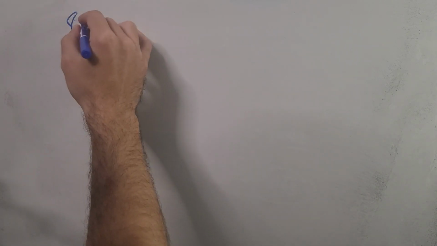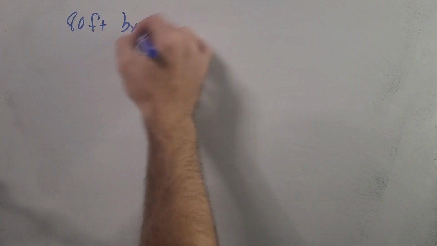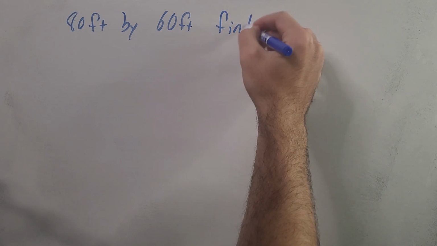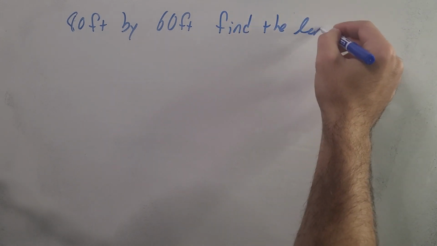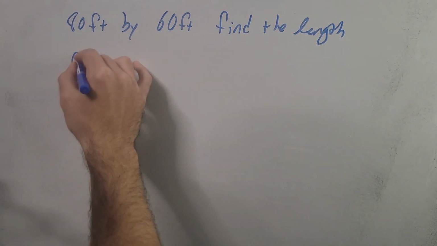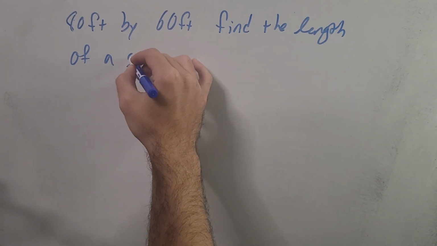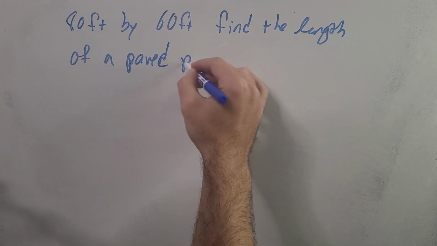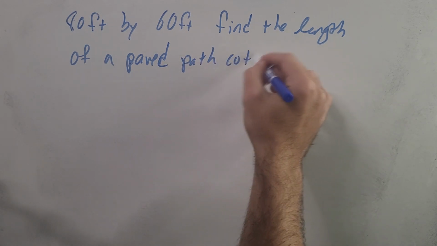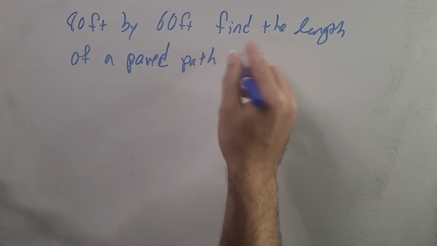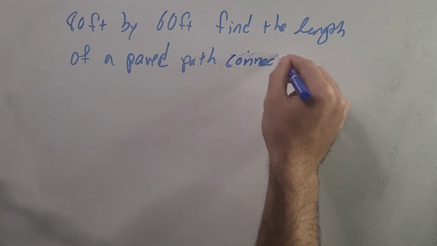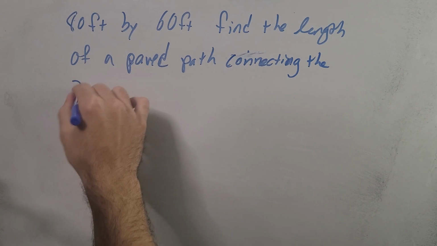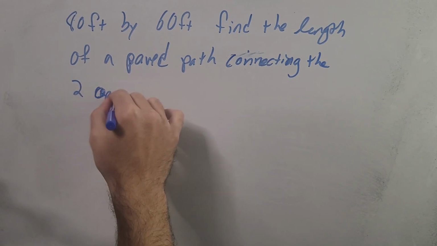If you have a yard that's 80 feet by 60 feet, like a backyard, find the length of a sidewalk or a pavement, a paved path, connecting the two diagonals. Connecting the two corners. Opposite corners.